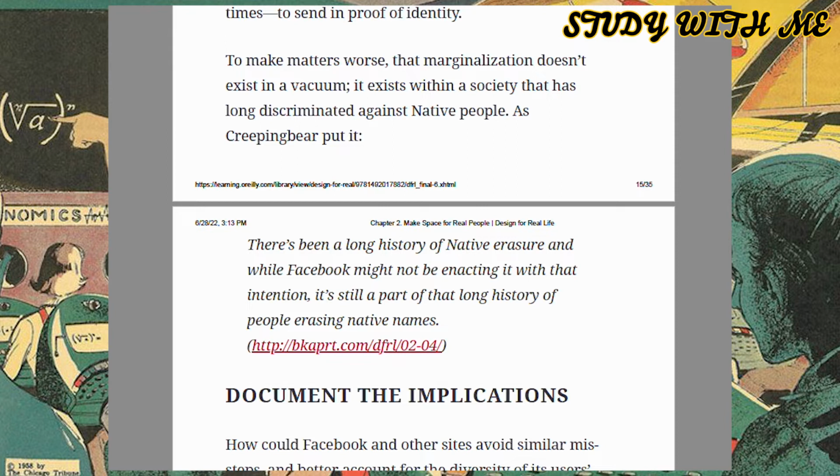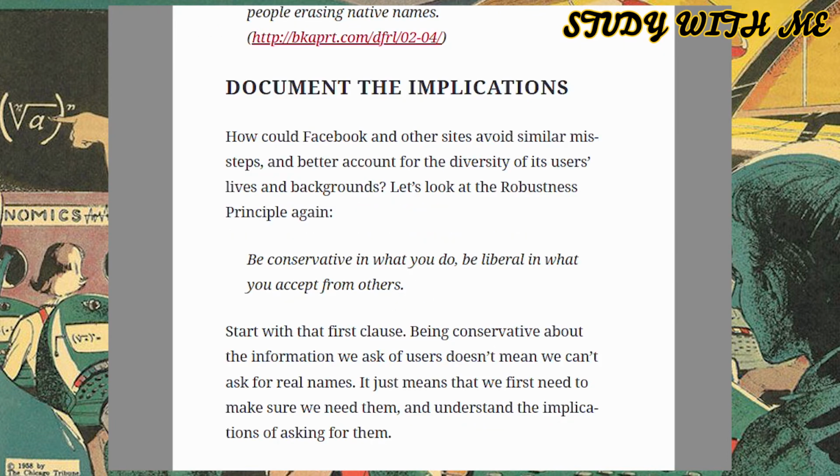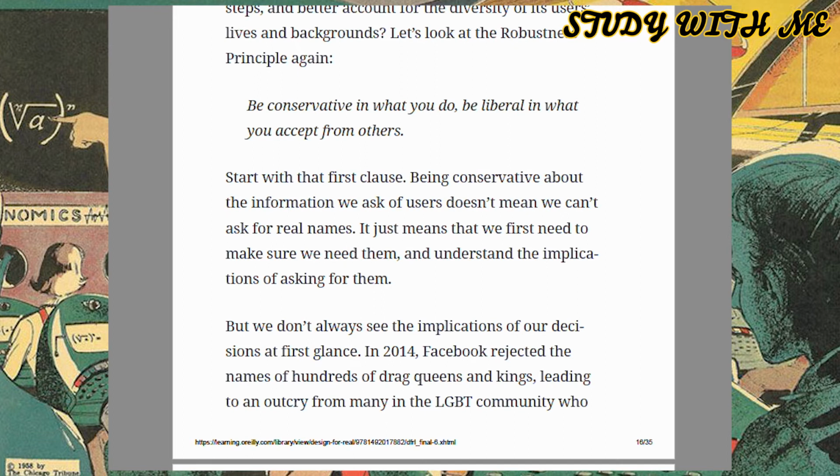Document the implications. How could Facebook and other sites avoid similar missteps and better account for the diversity of its users' lives and backgrounds? Let's look at the robustness principle again. Be conservative in what you do, be liberal in what you accept from others. Start with that first clause. Being conservative about the information we ask of users doesn't mean we can't ask for real names. It just means that we first need to make sure we need them and understand the implications of asking for them. But we don't always see the implications of our decisions at first glance.